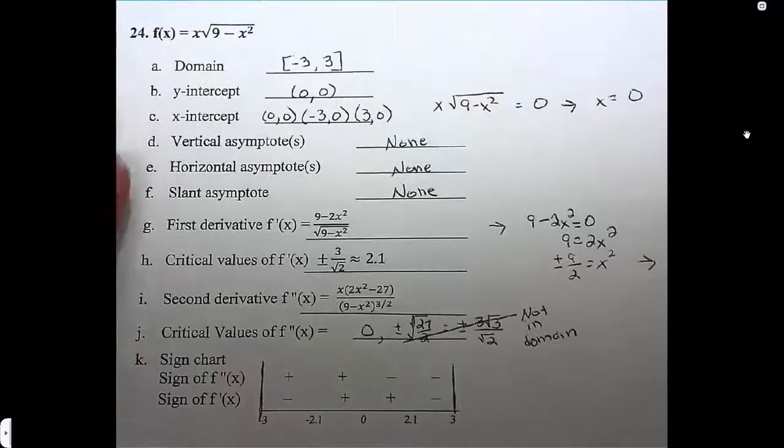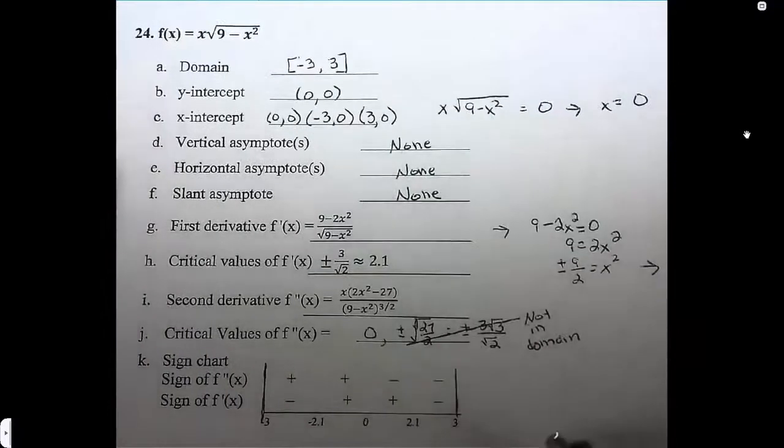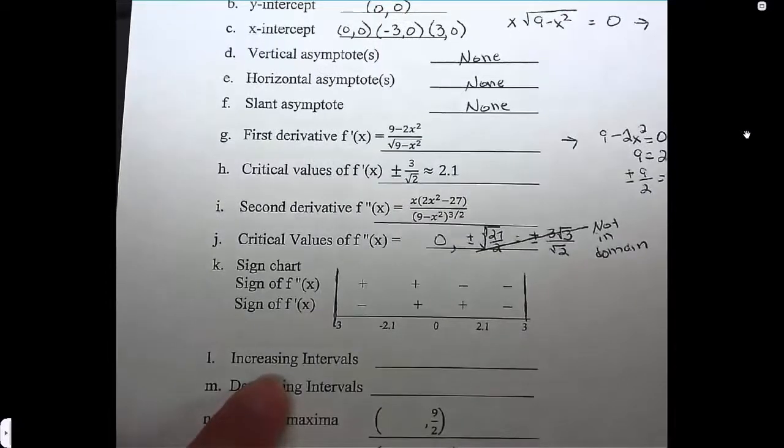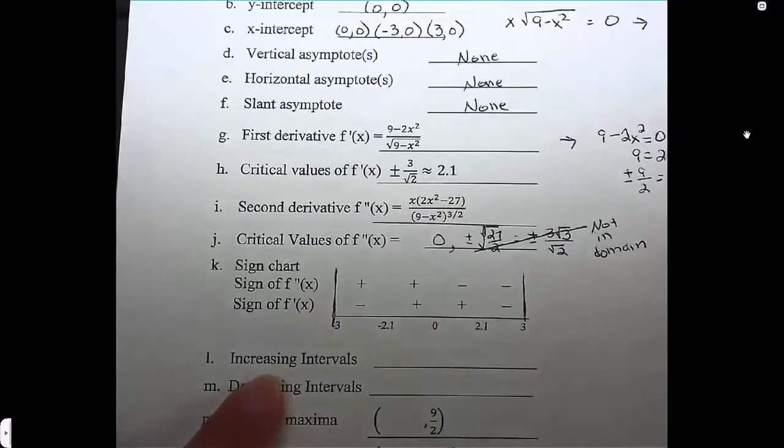And then I put my critical numbers for the first derivative, -2.1 and +2.1, and my critical number for the second derivative was 0. So far, so good? Okay. It's this other stuff we're working on. What should I be looking at to determine the increasing intervals? Sign of the first derivative. So where is the function increasing?